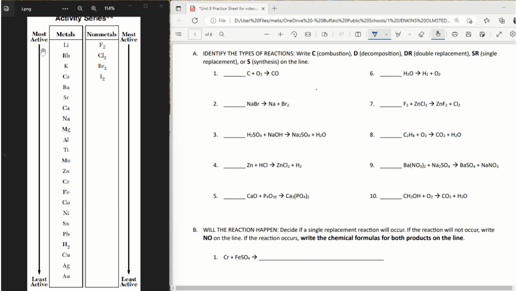All right, here we go. We are going to work on this worksheet. Are you ready? So for part A, we have to label combustion, decomposition, double replacement, single replacement, or synthesis.